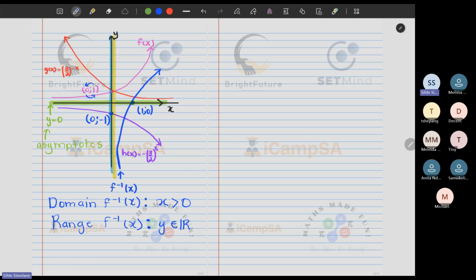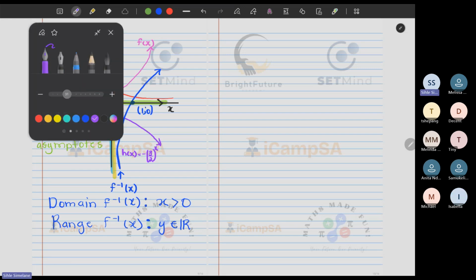the blue one, and it can go as down as it wants. We don't have any restriction to say you can't get here. There's no line that we can see that is stopping us from going up and down. Very important. And then lastly, let's have a look at the purple one.